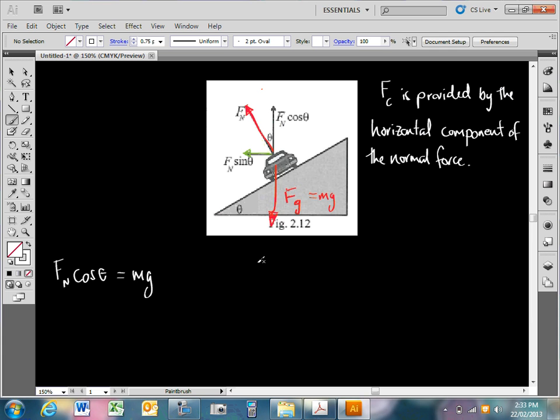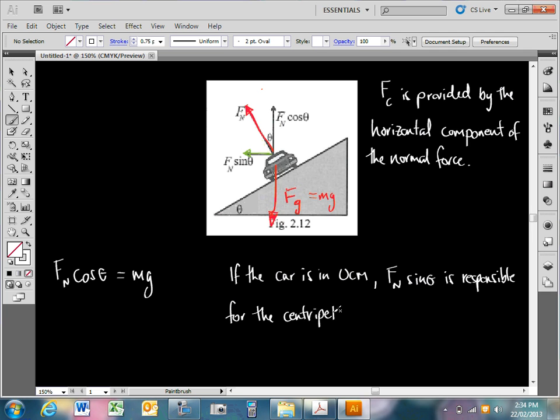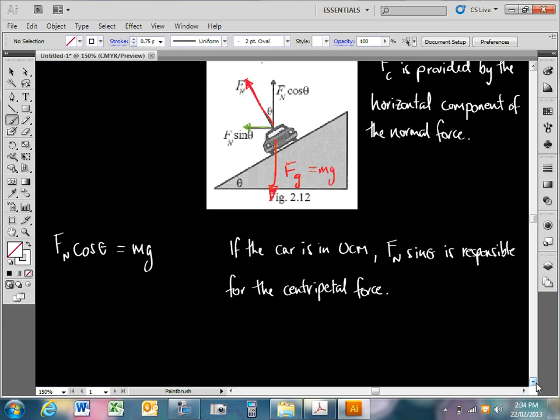Now, in this situation, if the car is in UCM, it has what? Constant speed and constant acceleration, doesn't it? Fn sine theta. What can we then say about Fn sine theta? What is that equal to?